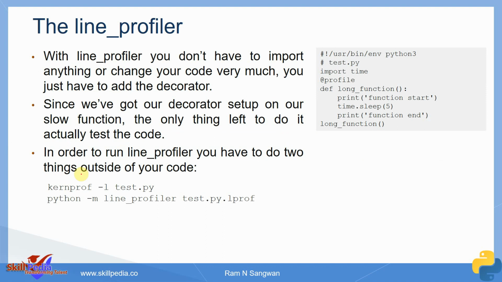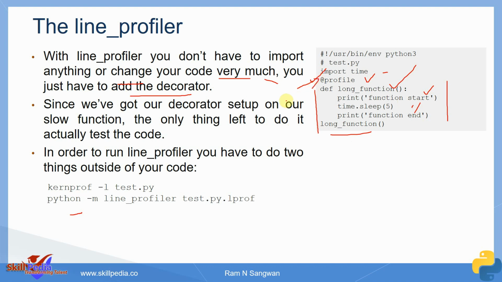With line profiler, you don't have to import anything or change your code very much. You just have to add a decorator. Decorator here refers to extra functionality which will generate some output and create some file for you to investigate. So we are creating a profile with @profile. No import, no library, you're just using @profile. Now the same function we are writing, a long function: function start, sleep, function end, and we are just executing it. So we have done nothing extra.